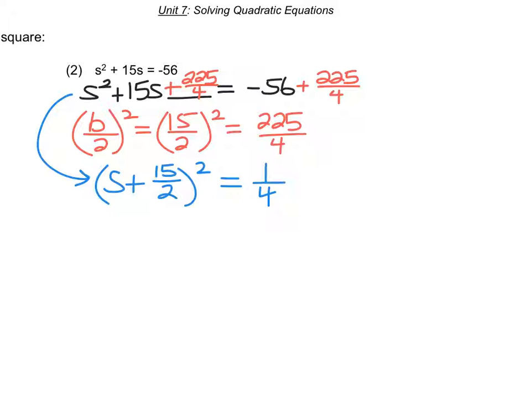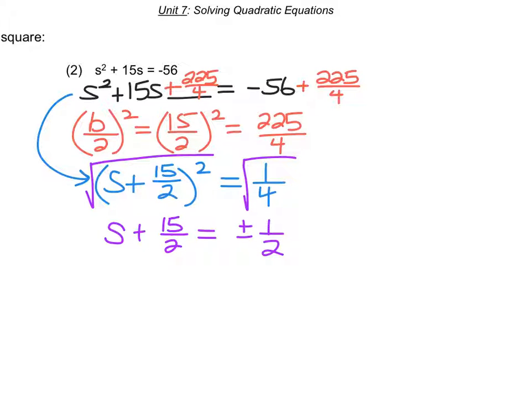Boom. Next step would be to take the square root. x plus 15 over 2 equals plus or minus 1/2. See that? You fell victim to my handwriting. So x plus 15 over 2. Actually, I fell victim to my handwriting. So plus or minus 1/2 on the right hand side. Square root of 1/4, so 1 becomes 1, 4 becomes 2.